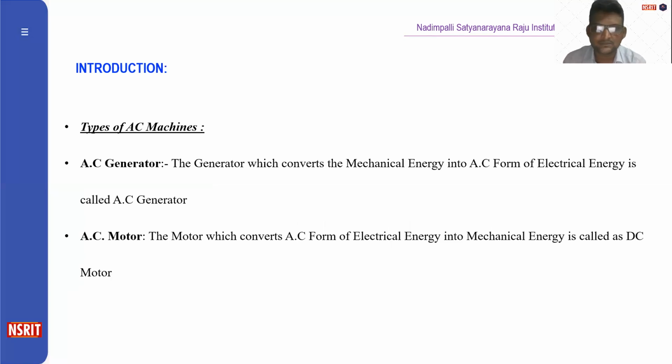And what are the types of AC machines? AC generator, which converts mechanical energy to AC form of electrical energy. It generates the AC form of electrical energy. Similarly, AC motor, which takes the AC form of electrical energy and converts it into mechanical energy, is called an AC motor.